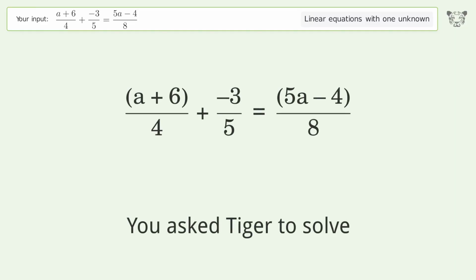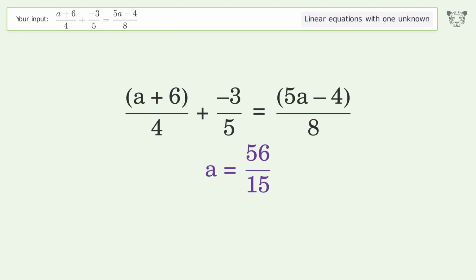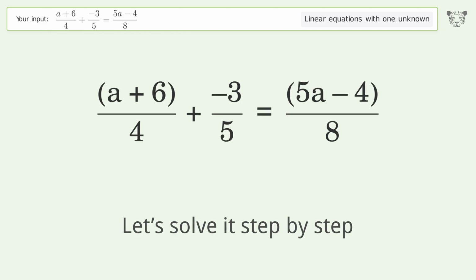You ask Tiger to solve. This deals with linear equations with one unknown. The final result is a equals 56 over 15. Let's solve it step by step.